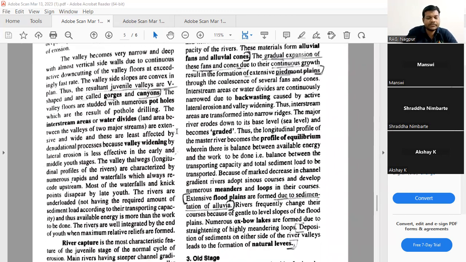These deep valleys, called V-shaped valleys, are called gorges and canyons. Larger structures are there. You might have heard about the Grand Canyon in USA. So these gorges and canyons are the structures which are formed along with these V-shaped valleys.